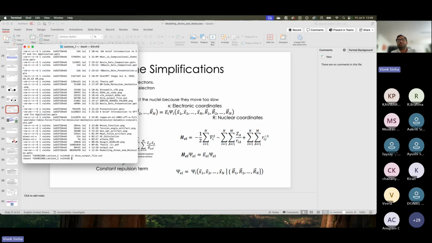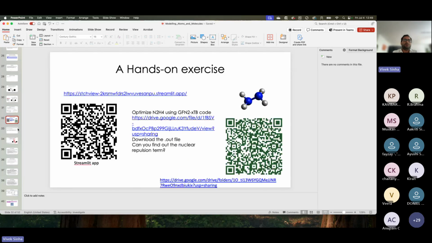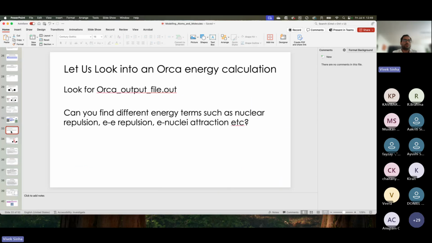Any questions at this moment? Not? I'll be moving ahead. So this is what I wanted to show you. We already did the exercise, and we already tried to find out what are the different terms.